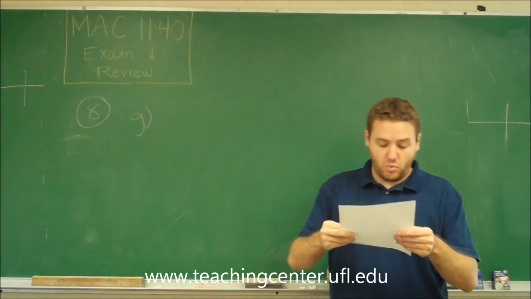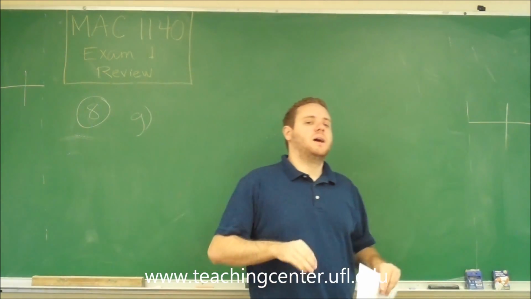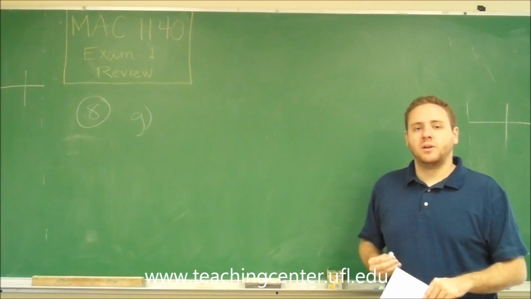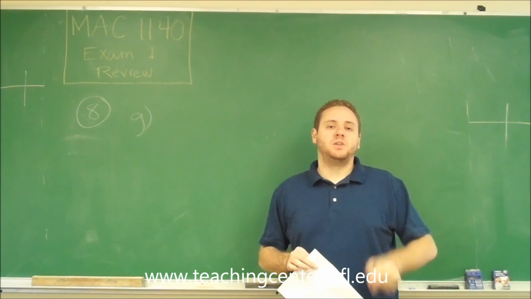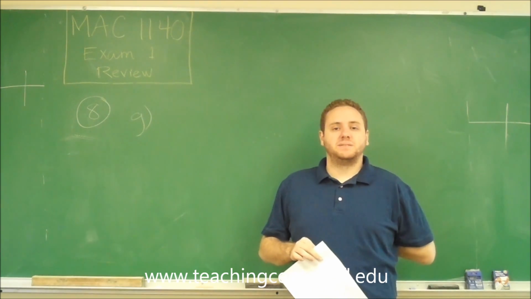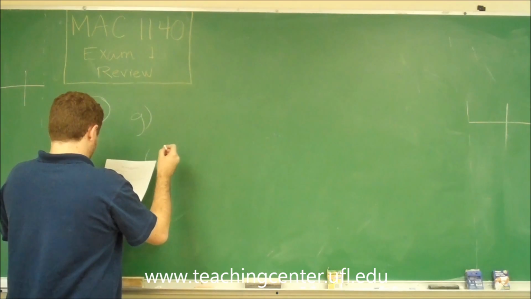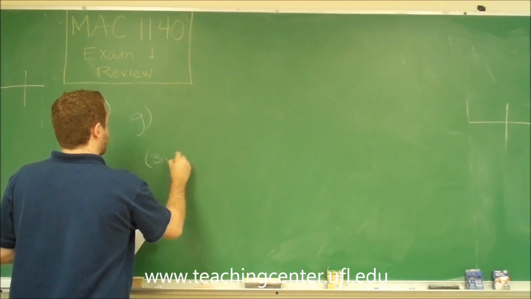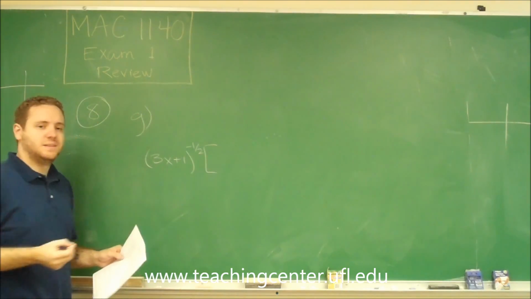out of both. Well, in this case we do, because we have 3x plus 1 to the negative 1/2 and 3x plus 1 to the 1/2. Well, we have the same base with different powers, and whenever you have that, you always want to factor out the base with the lowest power. So we can factor out 3x plus 1 to the negative 1/2. And let's see what's left.